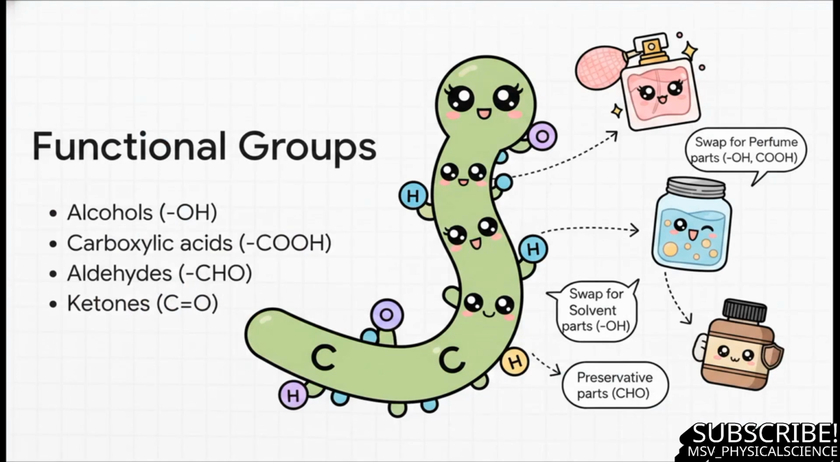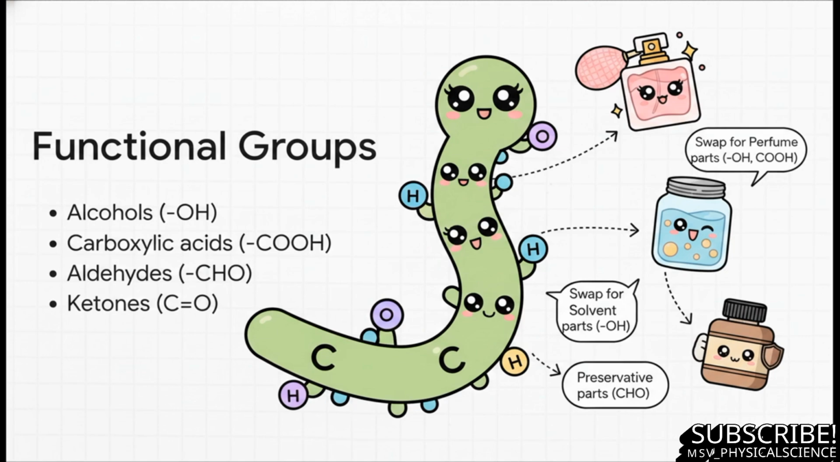But of course, it doesn't stop with just hydrogen. Carbon chains are kind of like a sturdy skeleton, and you can attach different functional groups to them to completely change how they behave. Attach an OH group, and suddenly you've got an alcohol. Attach a COOH group, and you have a carboxylic acid. There are also aldehydes and ketones. Just by swapping out a few atoms on the edge of the carbon structure, you completely change whether a substance is a perfume, a solvent, or a preservative.